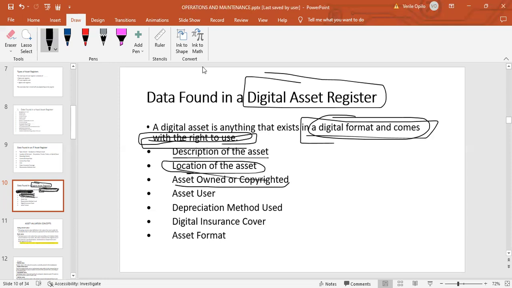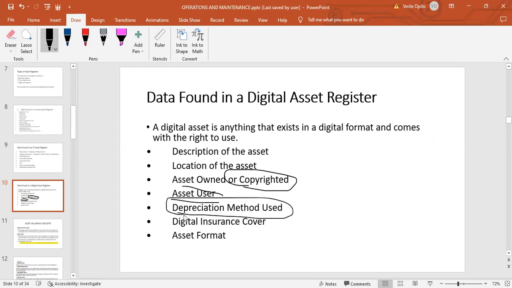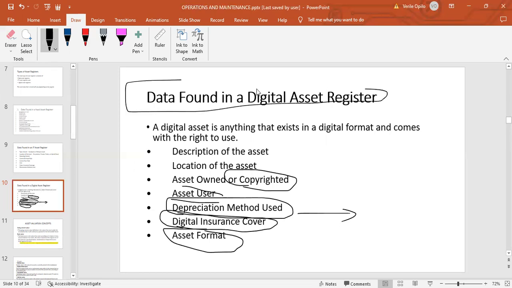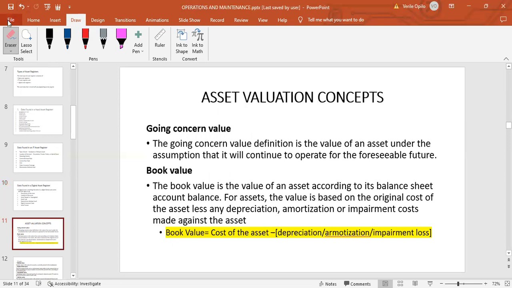You're also supposed to show who owns the asset, and is the asset copyrighted? So is it owned or is it copyrighted? And then who is the asset user? Is this asset going to be depreciating in some way? What is the depreciation method used? Have you taken a digital insurance cover? And what is the format of that particular asset? So in that case, if anyone wants details about the assets of the business, they just go look into the asset register, and they're able to get all the information that they need.